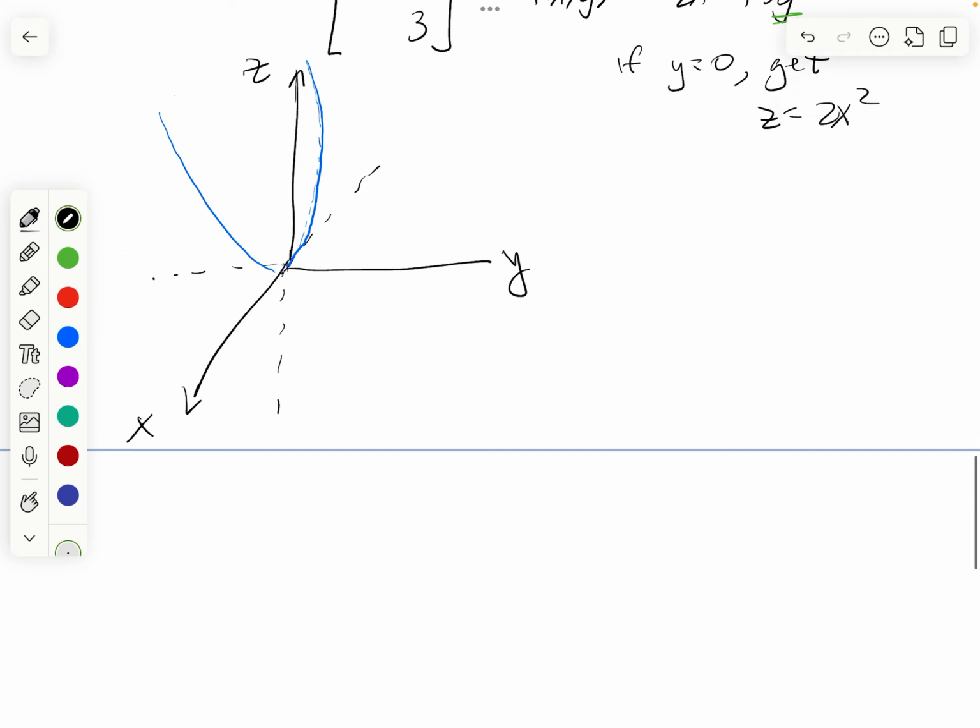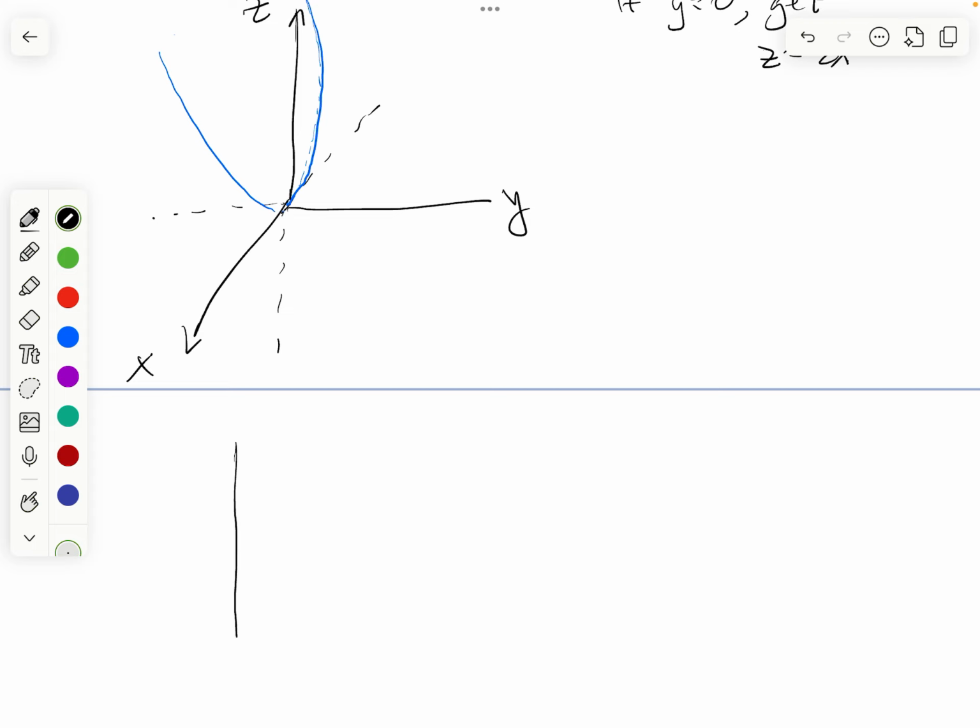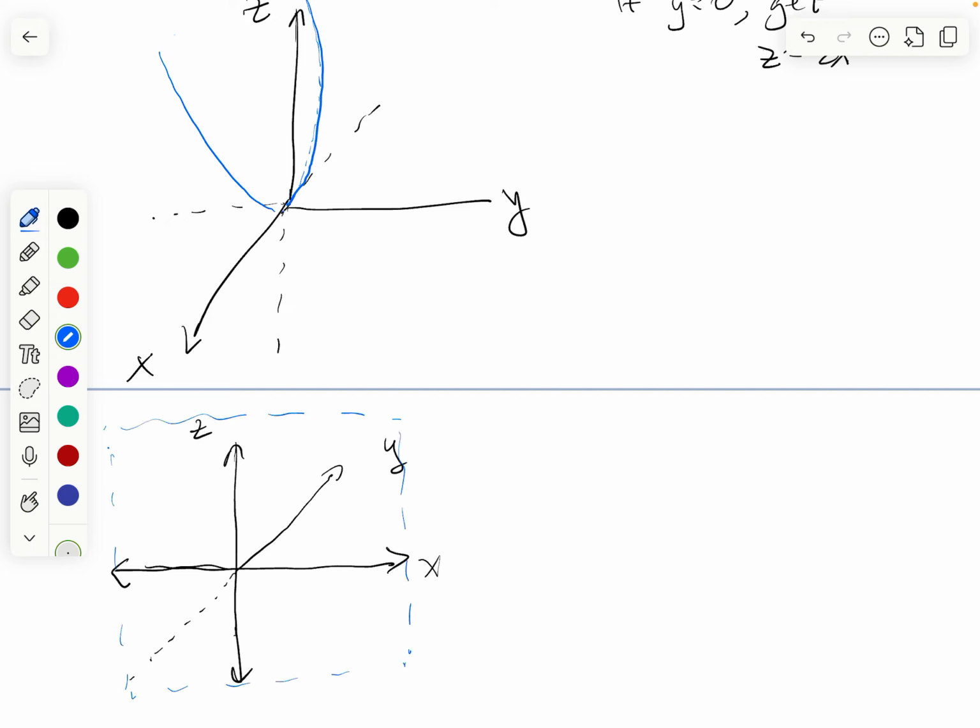Okay, let me draw a side view. So you can have something like the z-axis like this, the x-axis like this, and then the y-axis. So here's the negative y values, and here's the positive y values. And here's the negative z values, positive z values, negative x values here. When you just look at this plane, the xz plane, you're going to get the parabola z equals 2x squared. So it's going to look like this.